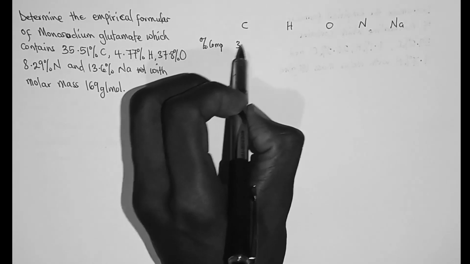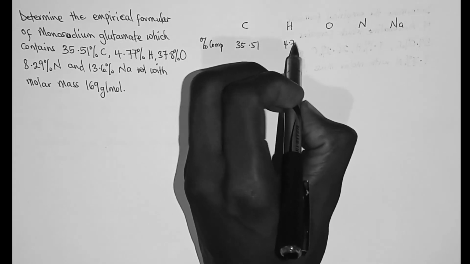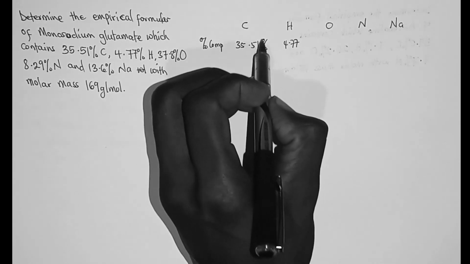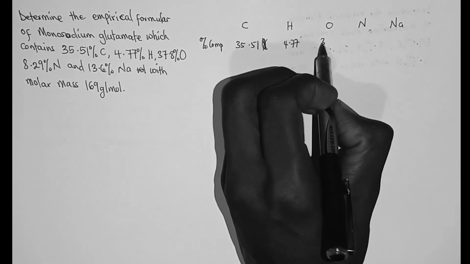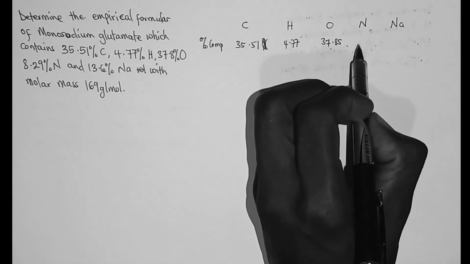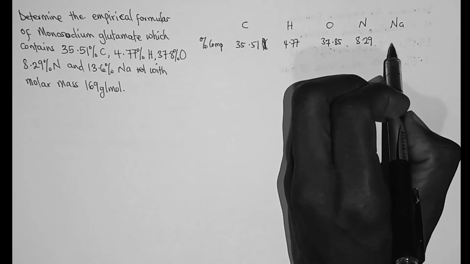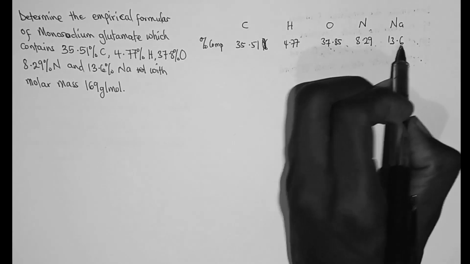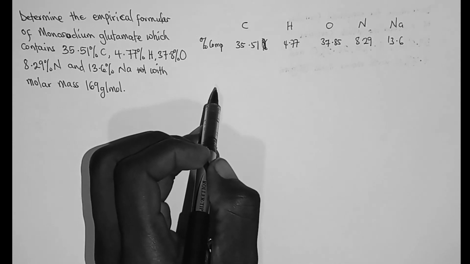Carbon is 35.51%. Hydrogen is 4.77%. So this is okay. And then oxygen is 37.85%. Then nitrogen is 8.29%. Then sodium is 13.6%. So you will divide each of them by their various atomic masses.